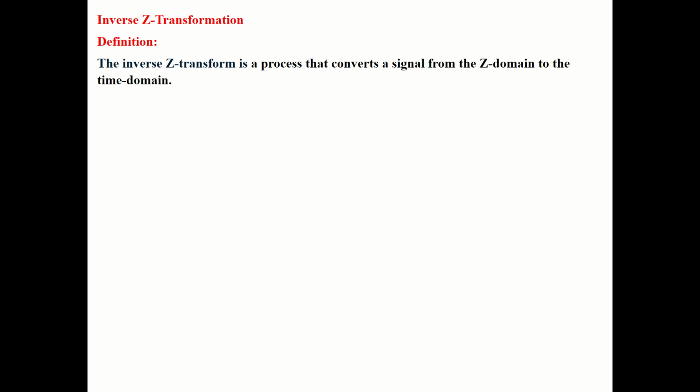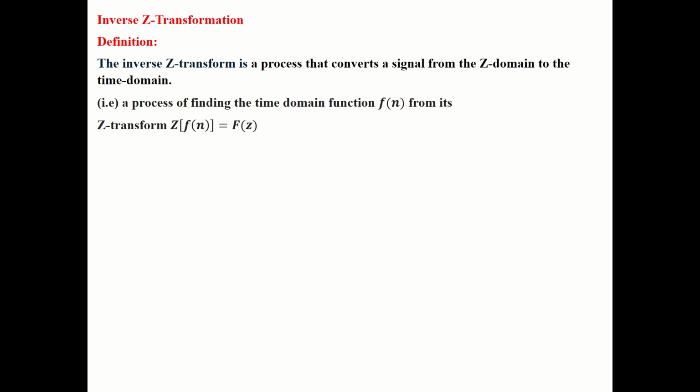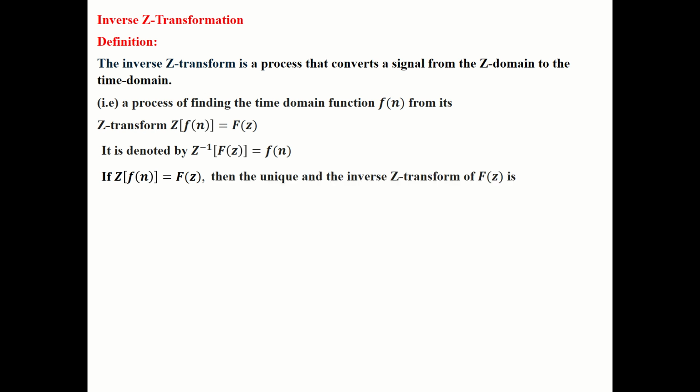So it will be denoted by Z inverse of capital F of Z, which is equal to small f of n, right? So the process of finding the time domain function f of n from its Z transform capital F of Z is denoted by Z inverse of F of Z is equal to f of n. If Z of f of n is equal to F of Z, then the unique inverse transformation of F of Z is given by Z inverse of F of Z is equal to f of n.